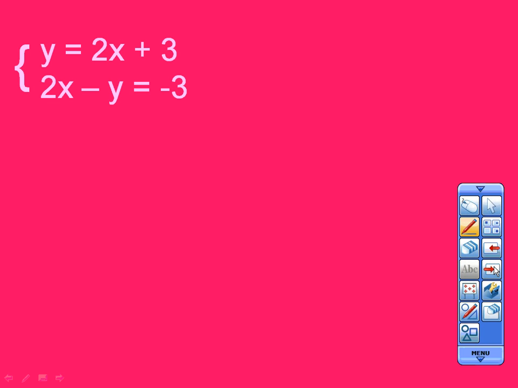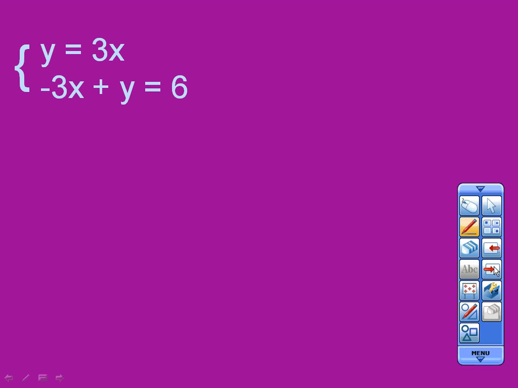You ready for the next one? Okay, the next one. What am I going to substitute? 3x for y, right? So I'm going to write negative 3x plus 3x equals 6. Negative 3x plus 3x is what? 0. So I have 0 equals 6. No solution. Very good. And what will this graph look like? Good. Parallel lines.